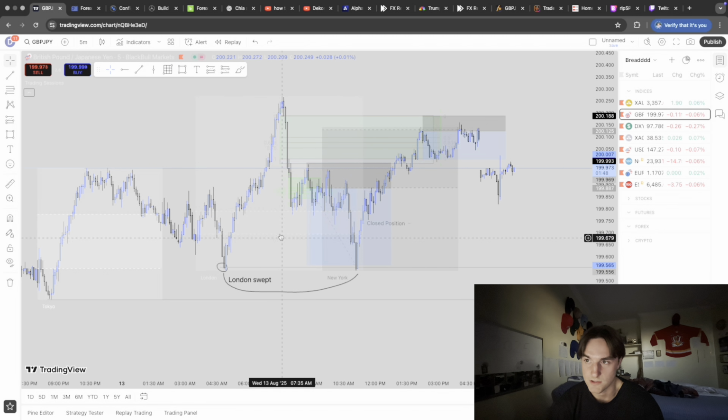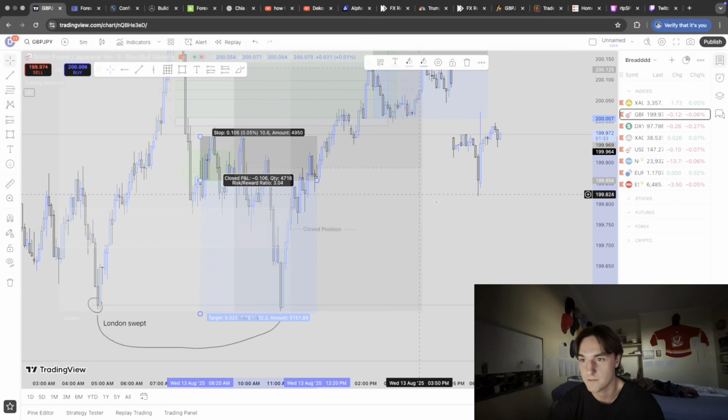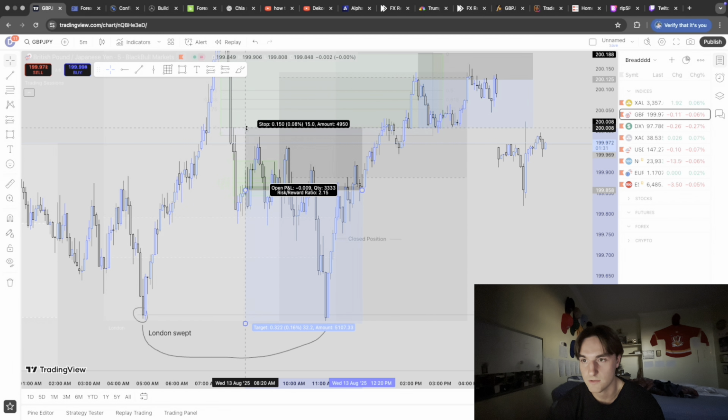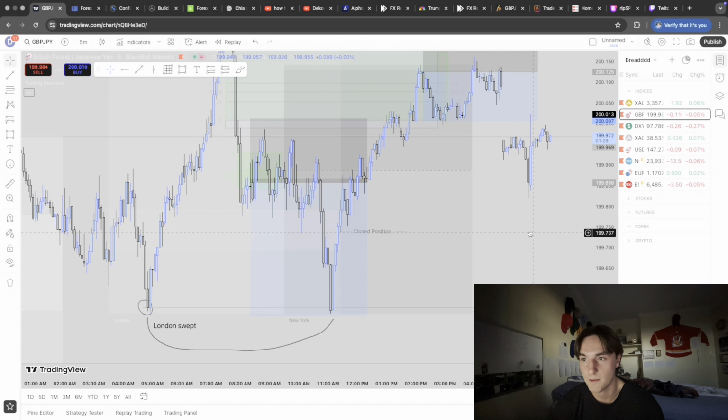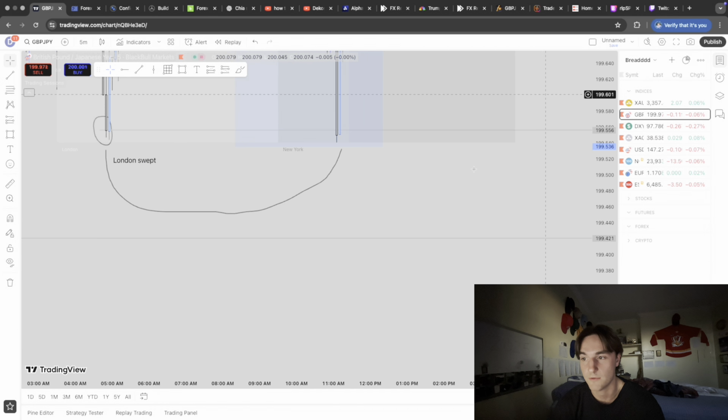So we came up and swept. I thought this was New York session. I don't know. Whatever. Let me just talk about it. Price came up, swept this high. We had the reversal down. We had that retrace into here. And I took the trade off of this. That's where I took the trade. My stop loss was up here. And that was my trade.